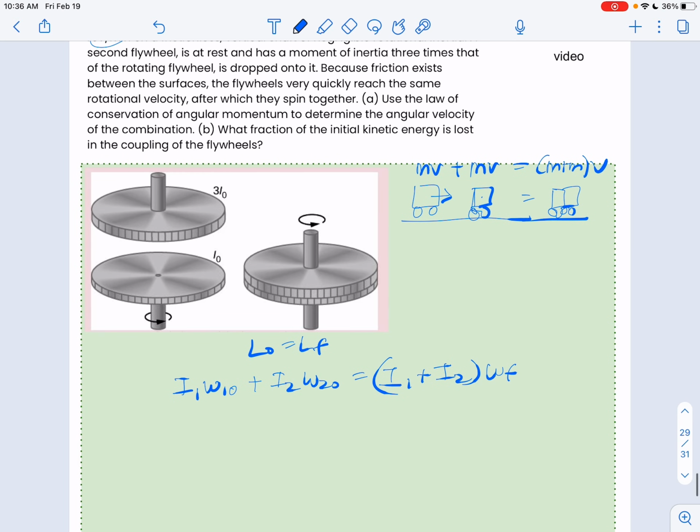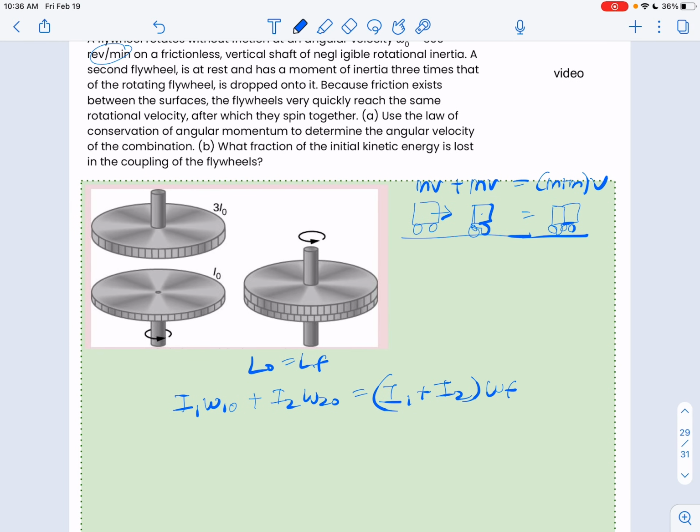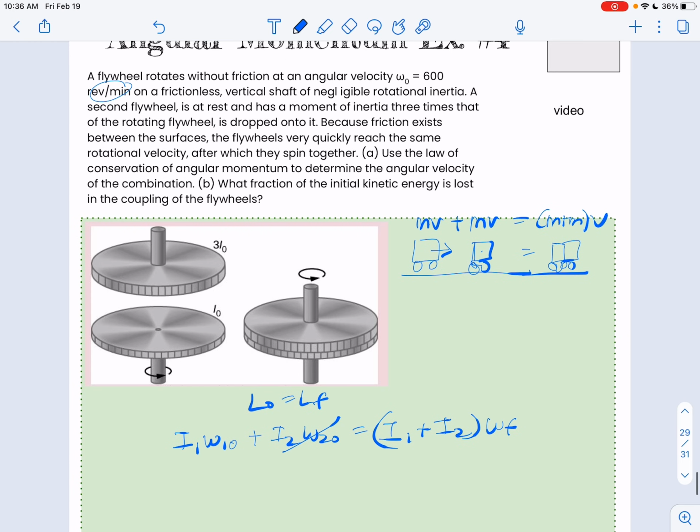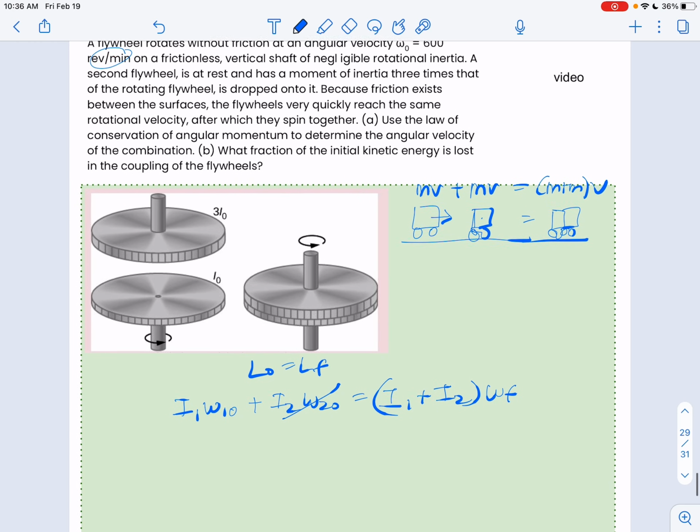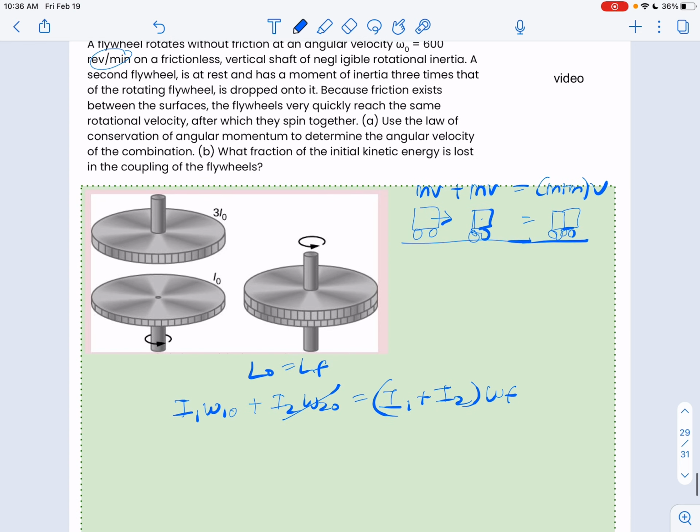The second flywheel at rest is dropped onto it, and has 3 times the moment of inertia. It's at rest anyway, so that one doesn't matter. Are they both at rest? No, the flywheel rotates, so the bottom one is rotating.